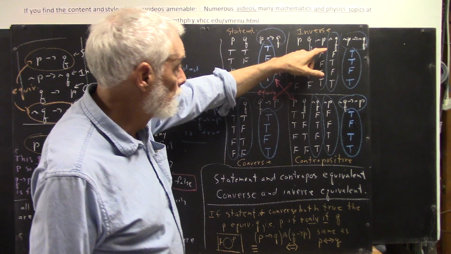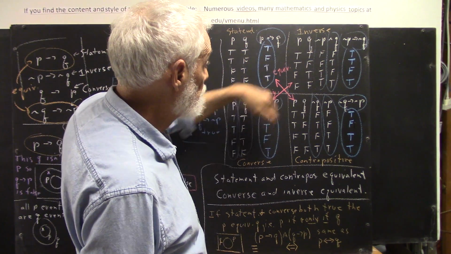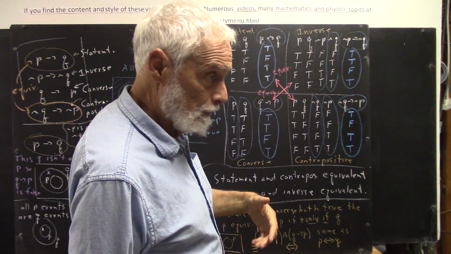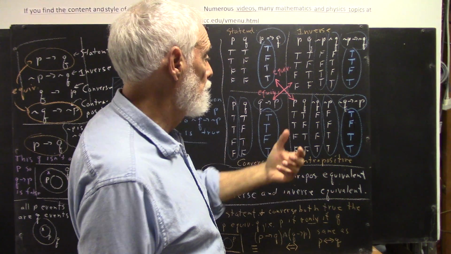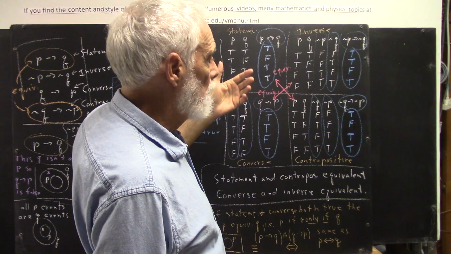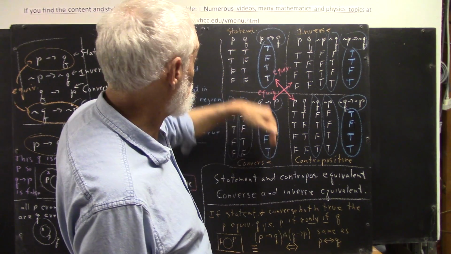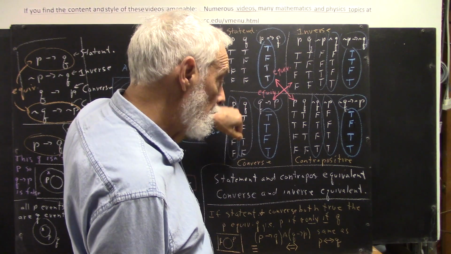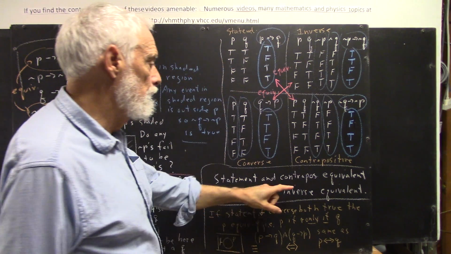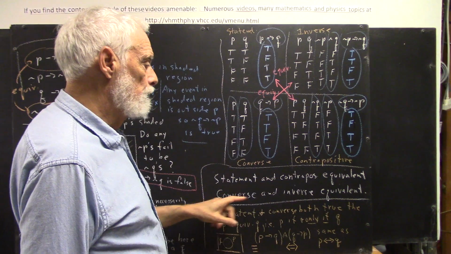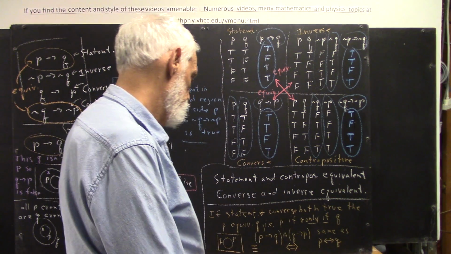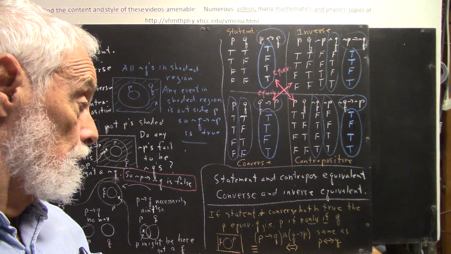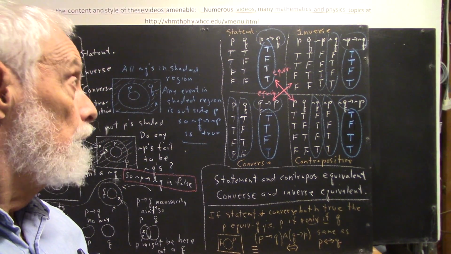I'm sorry, I'm looking in the wrong place. The inverse and the converse have the same set of truth values. They're true in the same circumstances, they're false in the same circumstances. So we have two pairs of equivalent statements, the statement and its contrapositive, and the inverse and the converse. So, statement and contrapositive are equivalent, converse and inverse are equivalent. Now there's one other comment, but I'll save it for a short explanation right after this one.